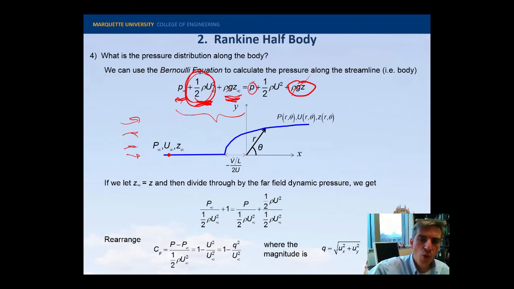And then the right-hand side is quite useful. We just get 1 minus the velocity squared over the far field velocity squared. And sometimes that's written as Q. It's just the magnitude, right? So it's the scalar sum of the velocity vector components. So this is quite a useful definition, because it just involves velocity, and then from that we get the coefficient of pressure right away, which is much more convenient to work with than the actual pressure with units in it.